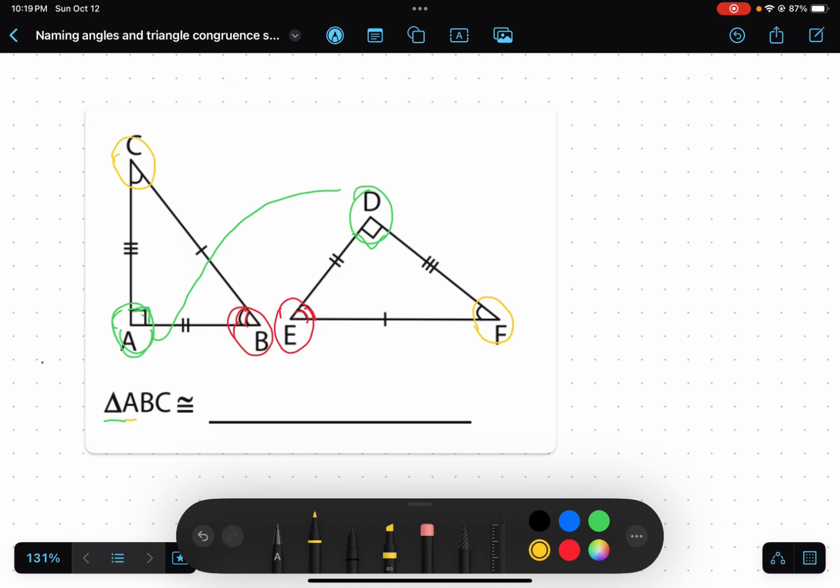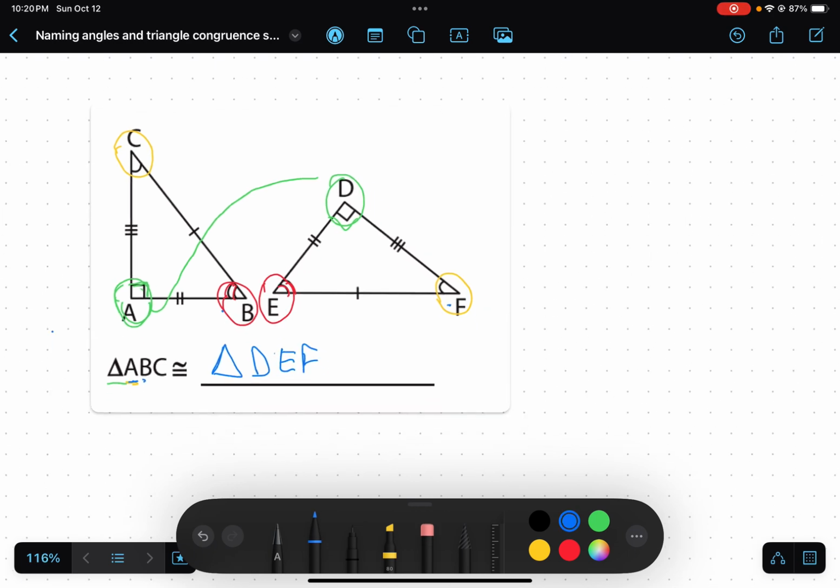So now let's look at my orders. A, so that means I need to put D first. So D goes to A, B goes to E, and F goes to C. So triangle ABC is congruent to triangle DEF.